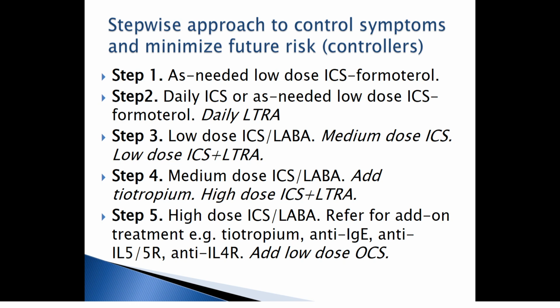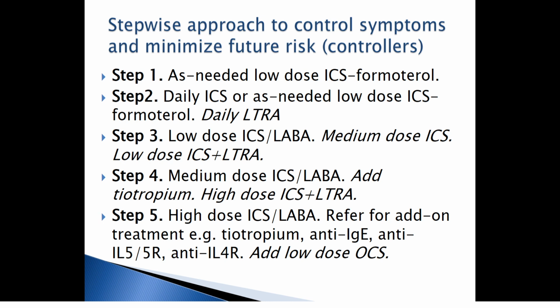So the same drug for step 1 and step 2, on a regular basis or when it is needed, or in combination. Step 3 will be combination low dose inhaled corticosteroid plus LABA, or maybe medium dose inhaled corticosteroids. If LABA is not good for the patient, maybe low dose inhaled corticosteroids plus leukotriene antagonist. Step 4, medium dose inhaled corticosteroid LABA, possible to add tiotropium or to use higher dose inhaled corticosteroid leukotriene antagonist.